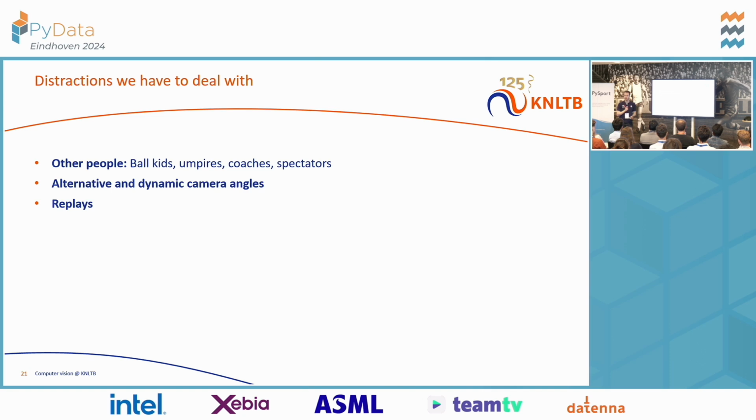Then, as you can see, there are a whole lot of distractions that we have to deal with. In broadcast footage, we often have ball kids, umpires, coaches, spectators, a whole lot of people. Then there are alternative and dynamic camera angles, and there are replays, also quite annoying. So we had to do some tricks to get a hold of that.